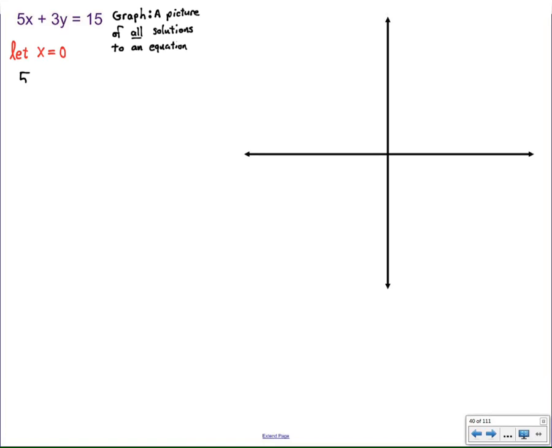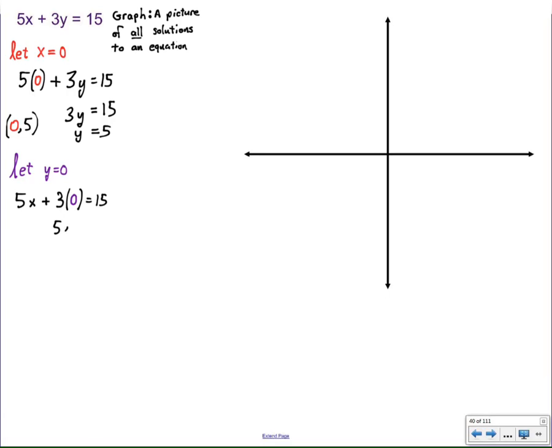Easiest solutions to find are at zeros, so I'm going to let x equal 0, and 5 times 0 is 0, so we end up with an equation that says 3y equals 15. So when x is 0, y is forced to be 5 in order to maintain the equality, or the truth, in this particular situation. Now that I let x equal 0, I'm going to let y equal 0, which produces an equation 5x equals 15, so x has to be 3.